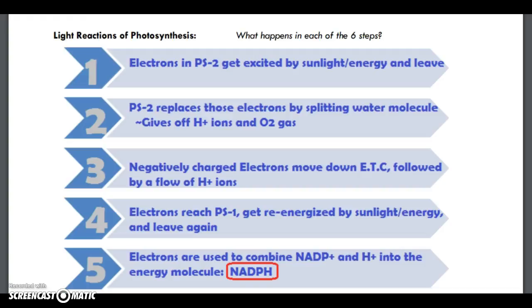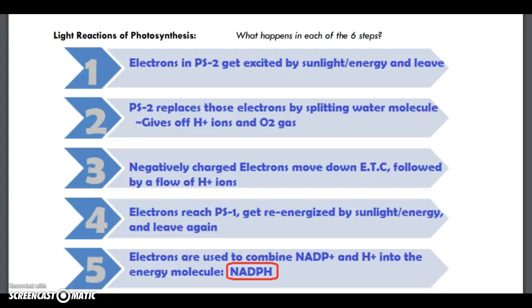Photosystem 2 has to replace those 2 electrons, and it does so by splitting a water molecule. Splitting water gives you H+ hydrogen ions and gives you O2, oxygen gas, and it also gives you those 2 electrons.